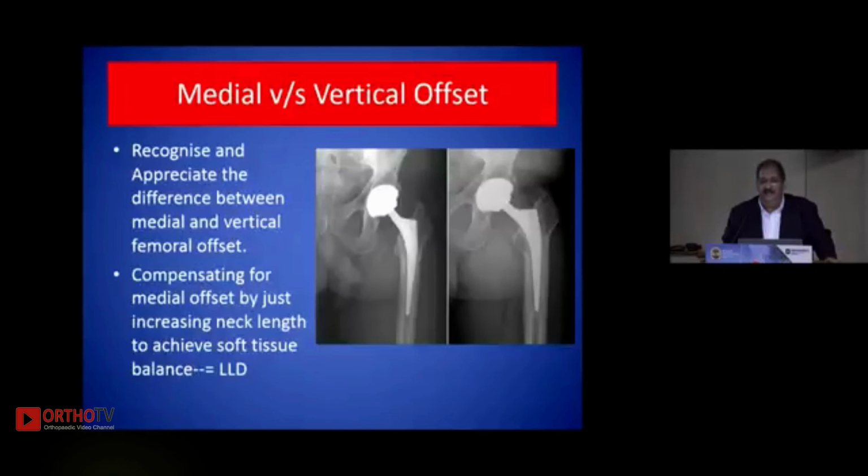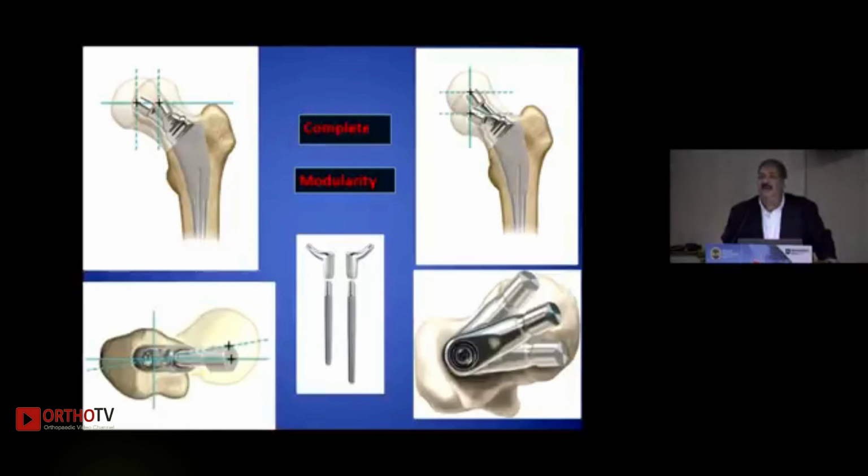It's very important to recognize this aspect, that do not correct the medial offset by just increasing the vertical offset. You're going to have an unhappy patient with a longer limb, and litigation is going to be knocking on your door. So complete modularity is the name of the game.